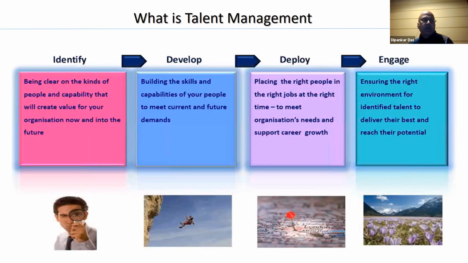So, for example, you want to have a development center in the organization. How do you set up a development center? What is the criteria that you would like to have in the development center to identify talent, grow them, and take them to the next level? So development here encompasses all of those activities.